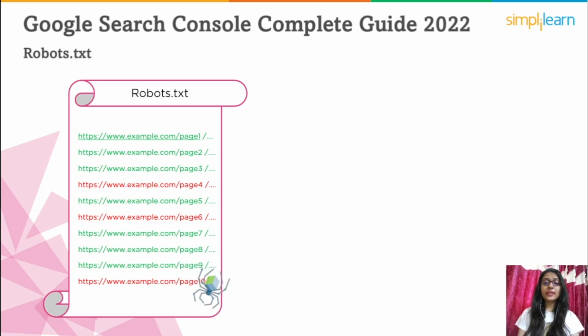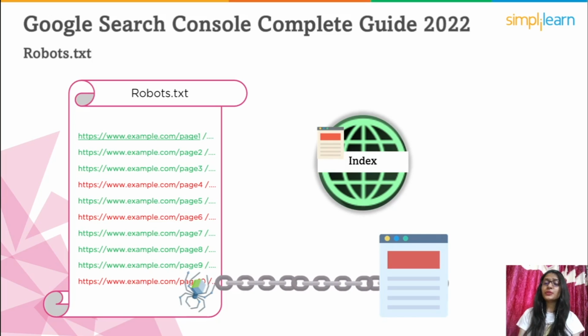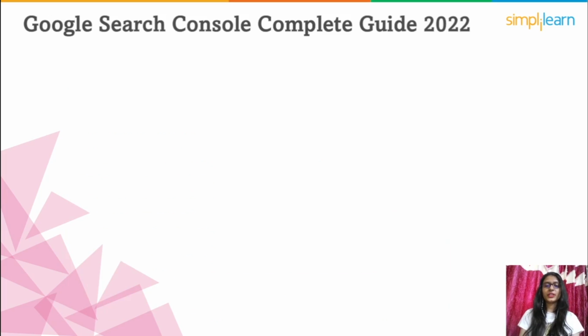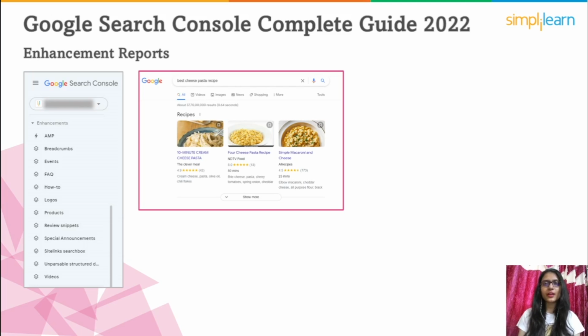A page can be indexed even if it is disallowed from the robots.txt file if it is linked to another site. Next, let's know what enhancement reports are. All the rich results status reports are displayed under the Enhancement tab. So, let's know more about rich results. These types of results are known as rich results in SERPs.